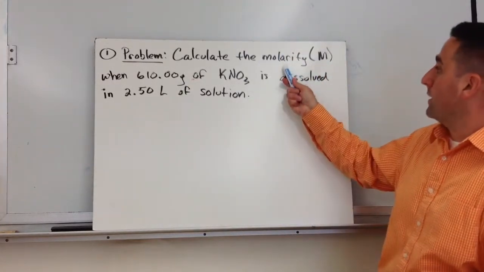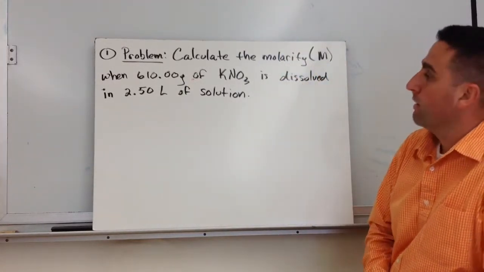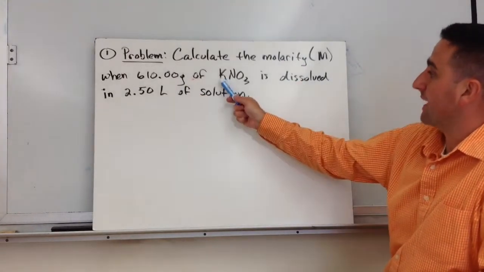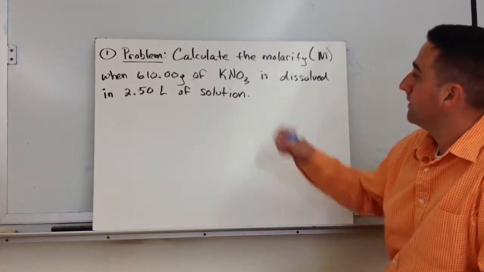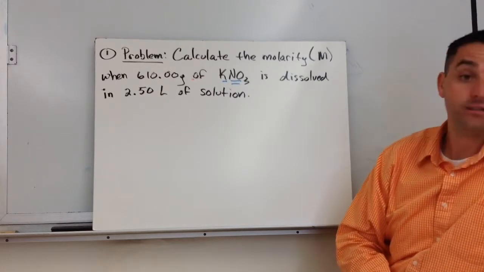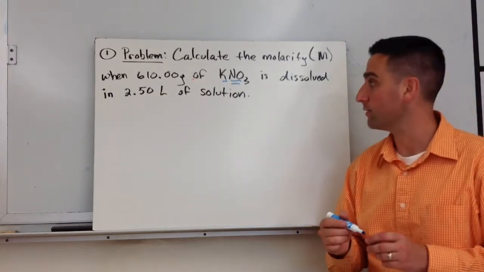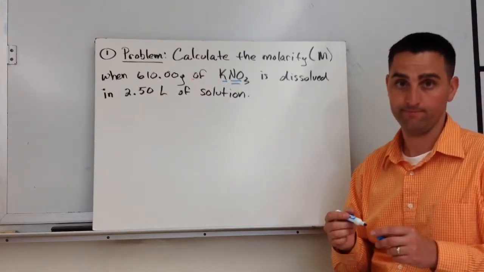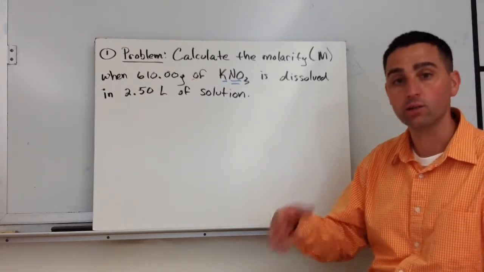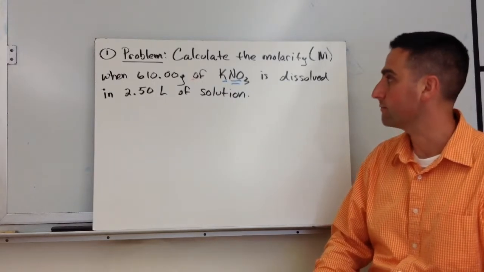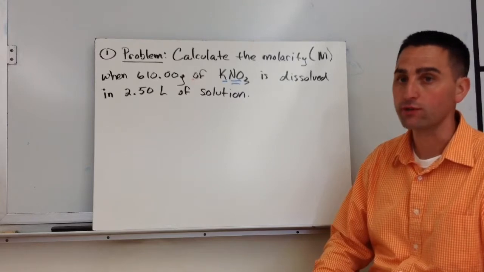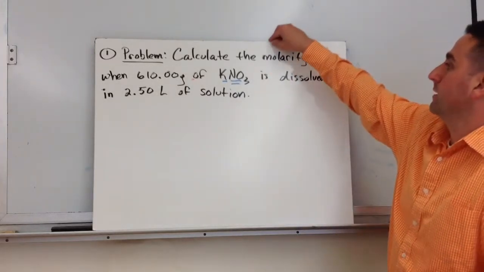Calculate the molarity, capital M, when 610.00 grams of potassium nitrate, KNO3, is dissolved in 2.50 liters of solution. You know the drill. Take a stab at this, try it, and we'll go over the answer together. All right, let's see what you did. How did you match up?